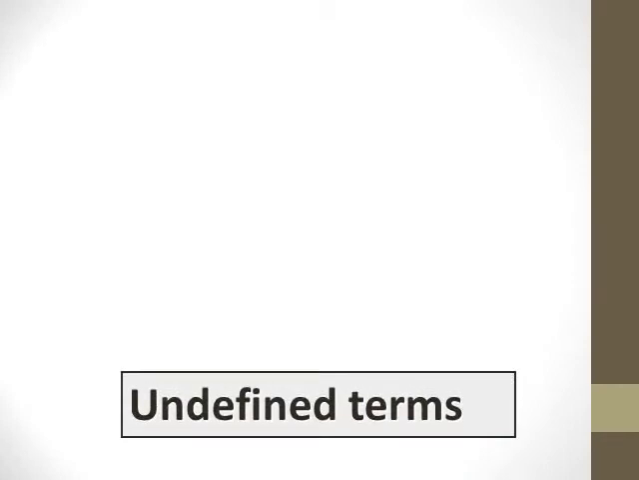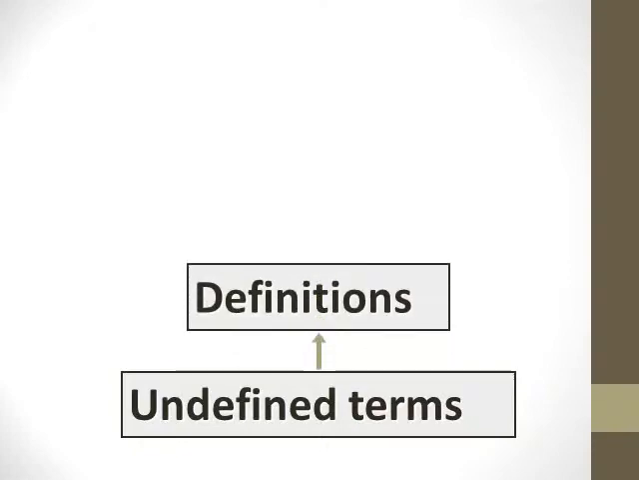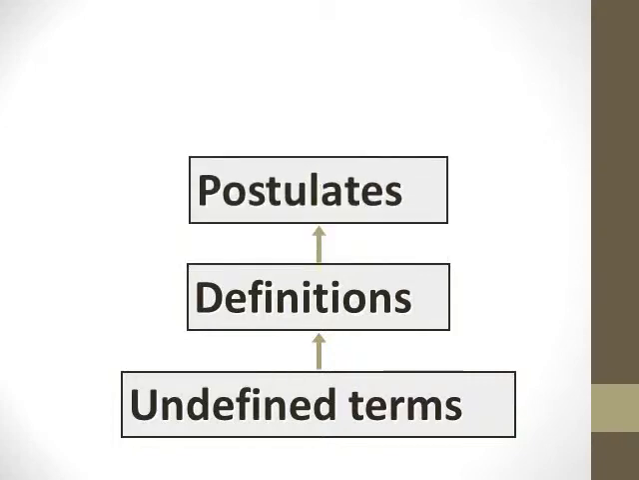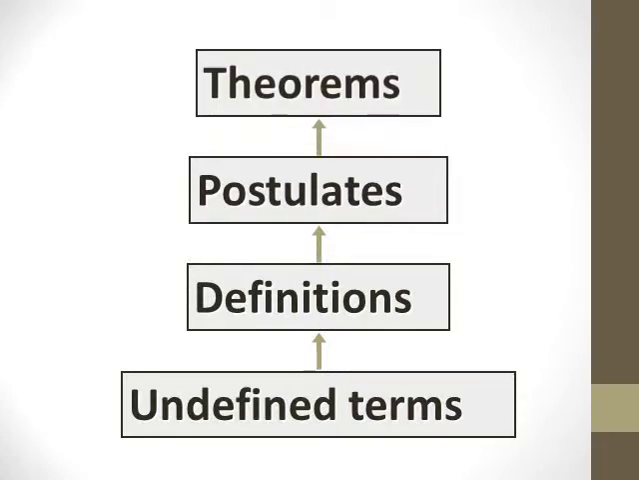We've already learned our undefined terms: point, line, and plane. They are the building blocks for the definitions, and we're going to learn some definitions here in a little bit. After we learn definitions, we are going to be able to learn some postulates, and then formulate some theorems.